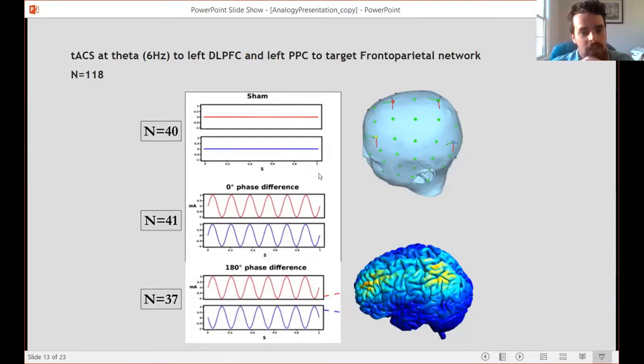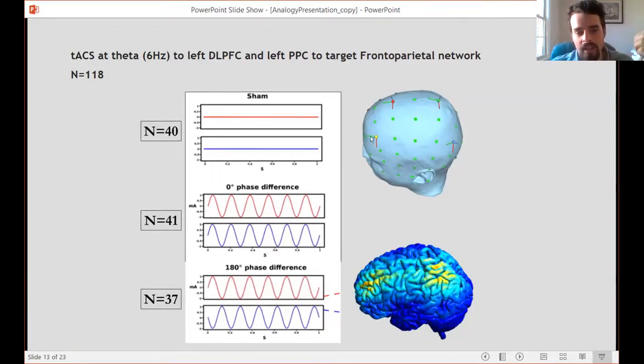Here we're stimulating in the 0-degree phase difference. The current is starting here and then going to the central anode and back and forth. And same with here. So they're starting at the same time to synchronize this DLPFC and this posterior parietal. In the 180-degree phase difference, we basically just flip one of these electrodes. So now the current from this one starts up here at the control electrode and goes back and forth.